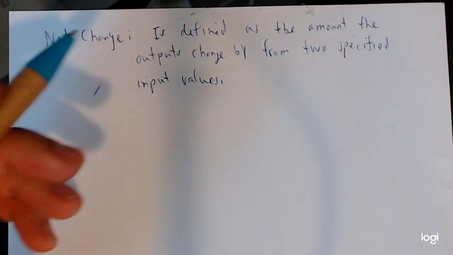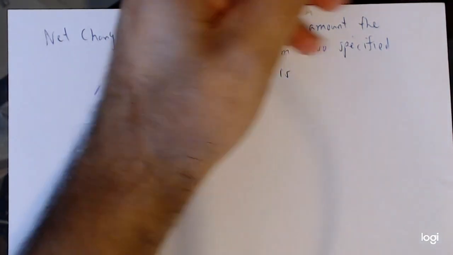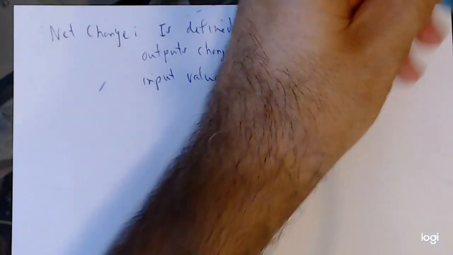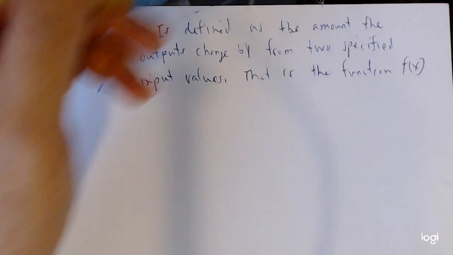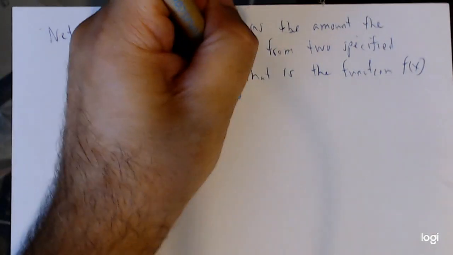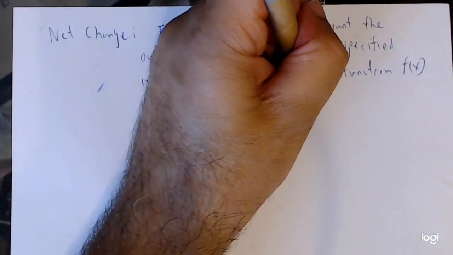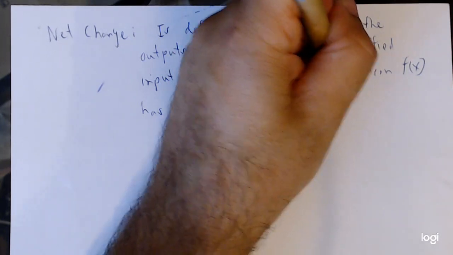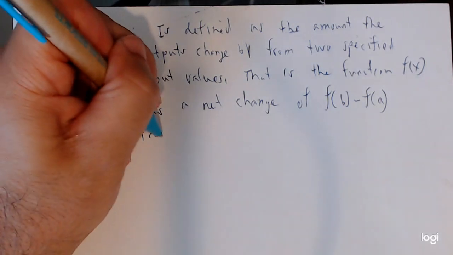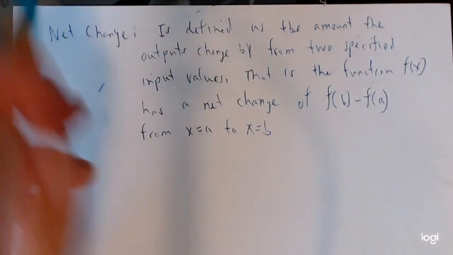So now, the function f of x has a net change of f of b minus f of a from x equals a to x equals b. So look at what this is saying.